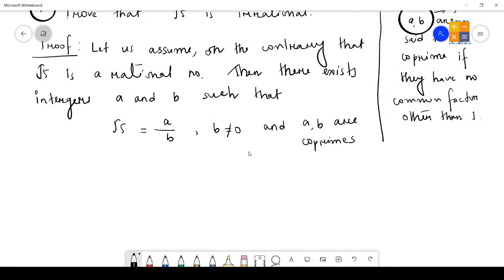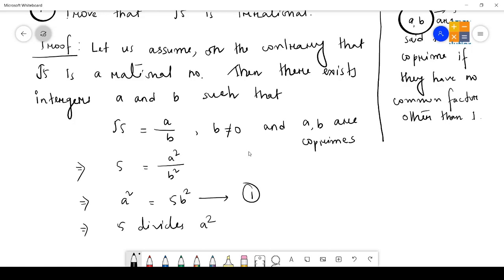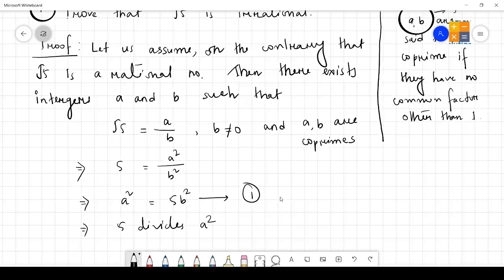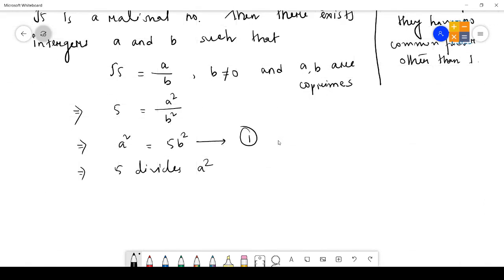So after this, I shall square both the sides of this expression, and I shall be getting 5 is equal to A square by B square. Performing cross multiplication, I can write here A square is equal to 5B square. This means what? Actually, we can express A square as multiple of 5. Therefore, it is very clear that 5 divides A square. Let's mark this expression as expression 1, because it will be required later on. 5 divides A square here.